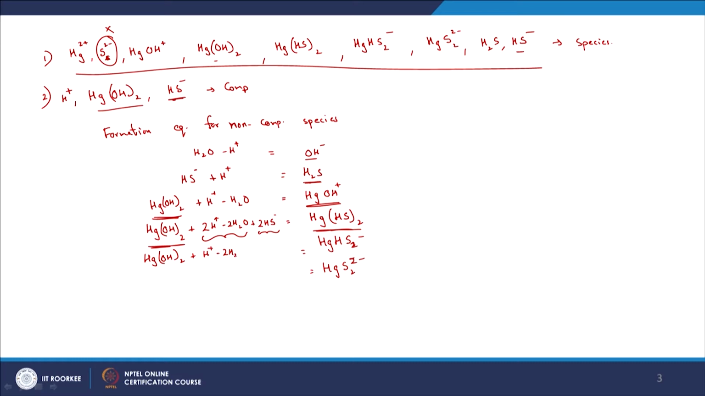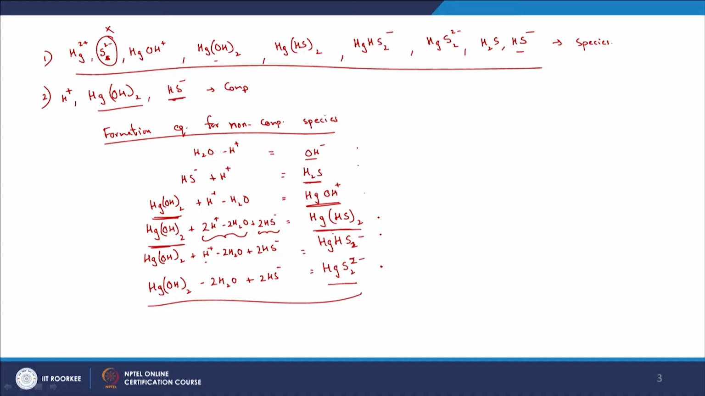Plus 2 HS minus. What's the only difference between here and here? As you see, there's one less H. So obviously, here I'm going to decrease the number of protons that I need to add compared to the previous scenario. And again, same case here. Compared to the preceding species, I need to have one less H plus. So again, I'm going to decrease this by one H plus. So it's going to be equal to HgOH twice minus 2 H2O, plus 2 HS minus. So with that done, I'm able to form all my non-component species.